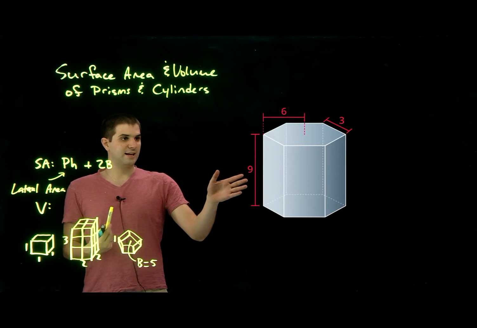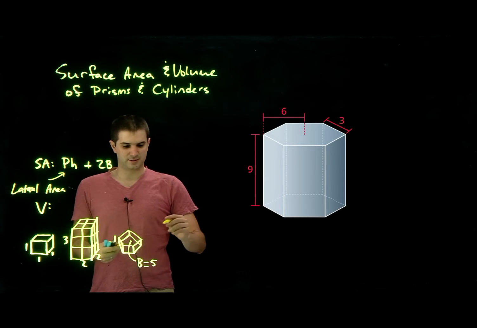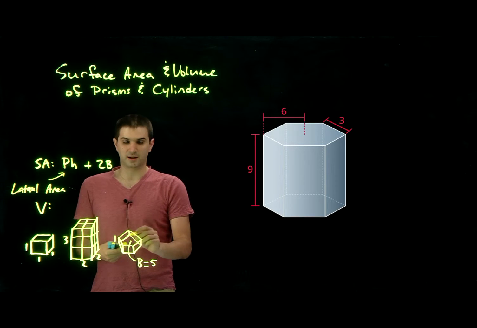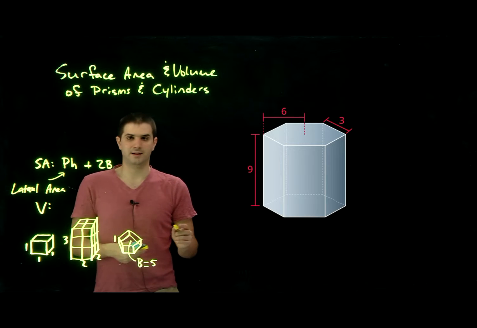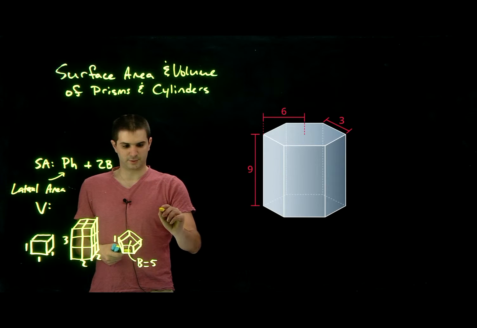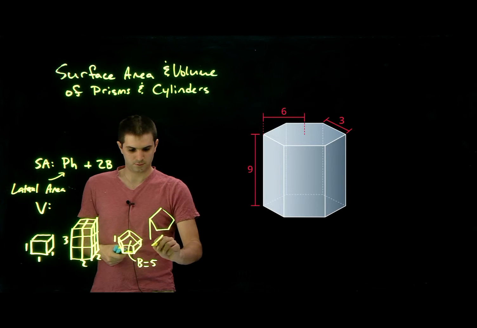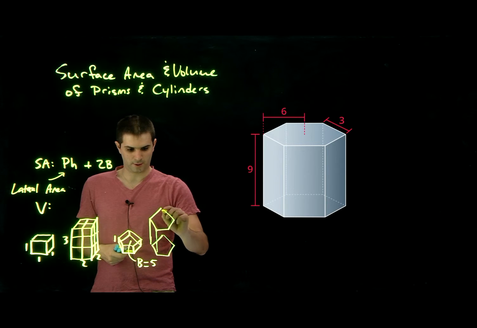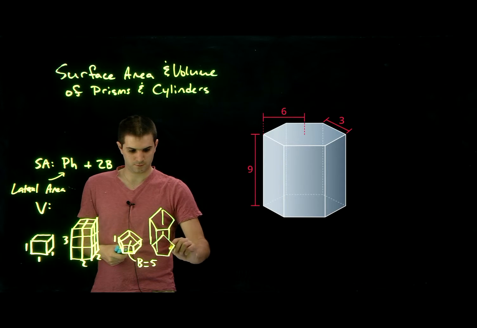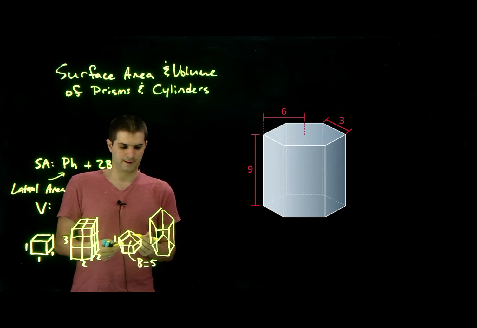Then in this case, for example, our height is 9. So let's say I drew another one of these. Again, I'm going to use a pentagon because we have a hexagon here. Okay, so let's say we have this. We're going to come down. So we've got that.